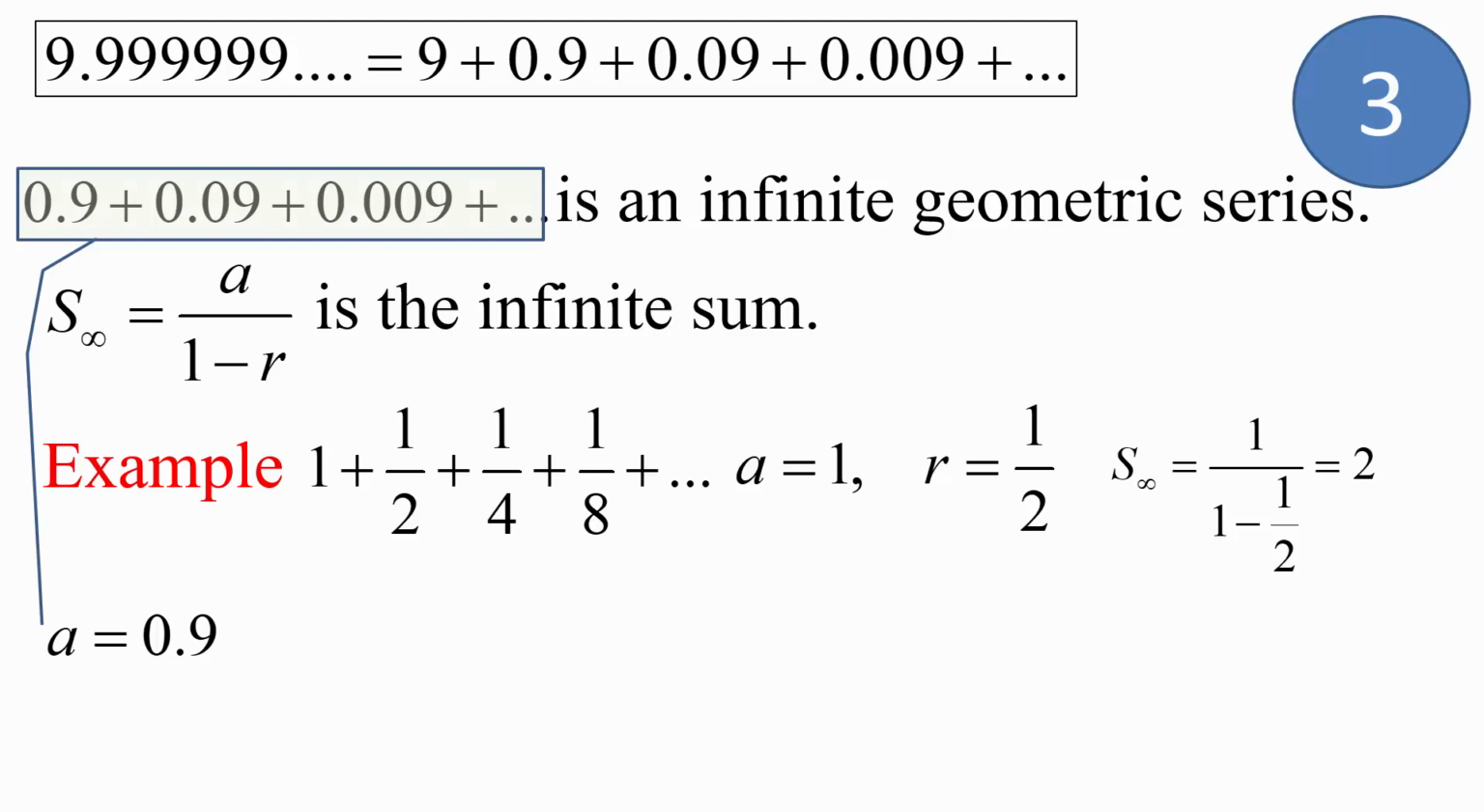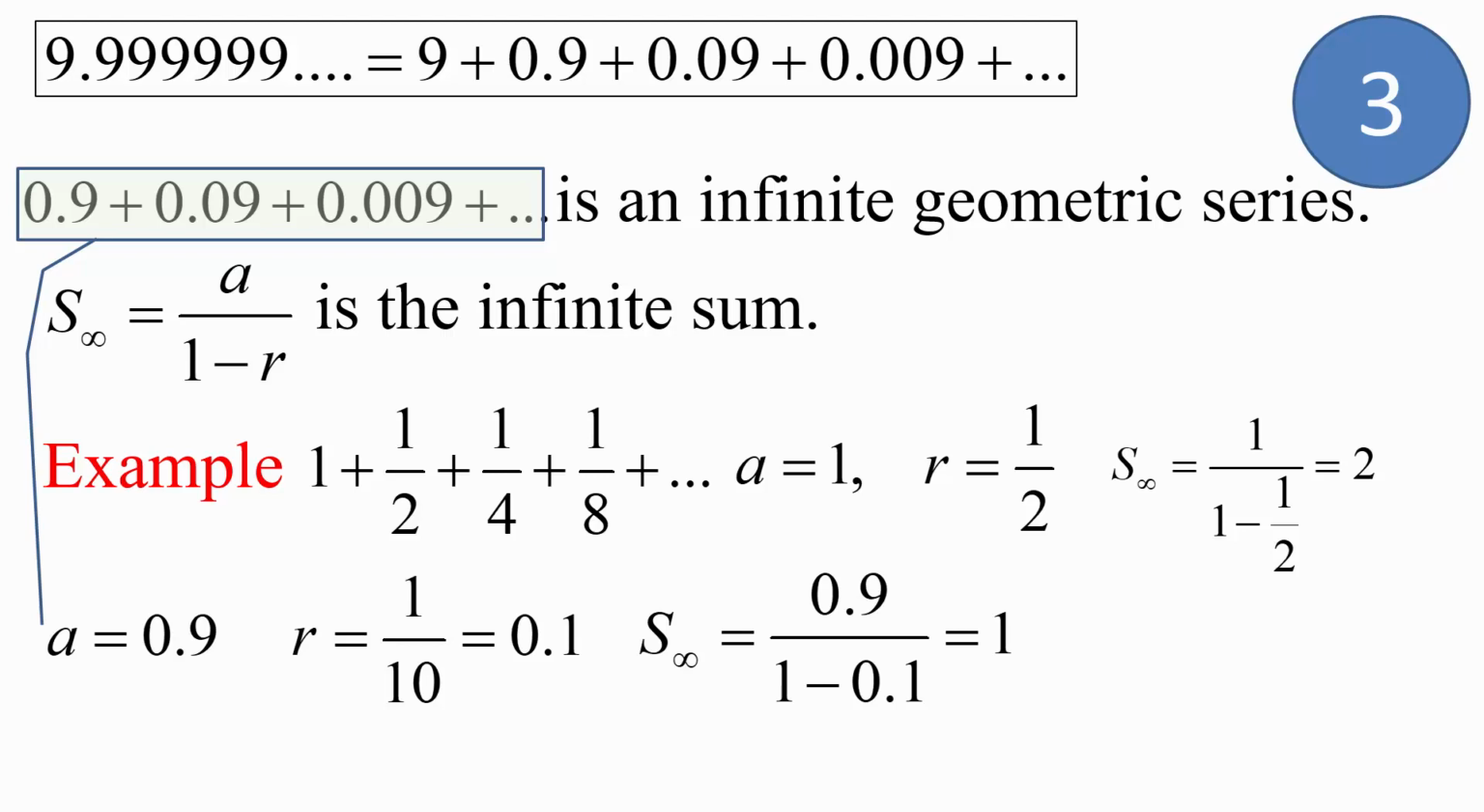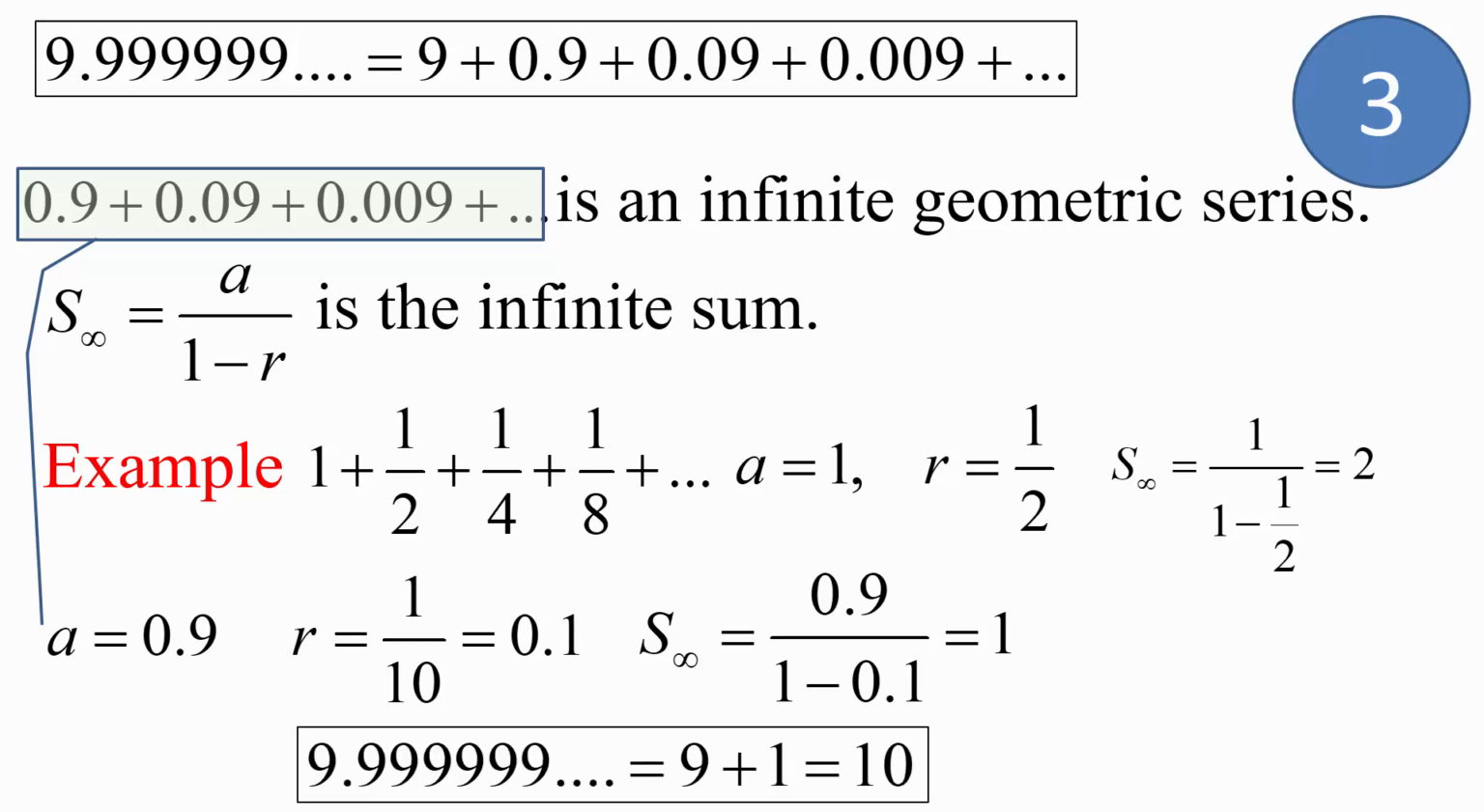Now apply that formula to our series. a is 0.9, the first term. The common ratio is 1 over 10, or 0.1 as a decimal. Substitute into our formula, and we end up getting that the infinite sum is equal to 1. Now we've said at the beginning that 9.99 and so on is equal to 9 plus the infinite geometric series, which equals 1, so our final answer will be 9 plus 1, which is 10. Again, is this a contradiction?